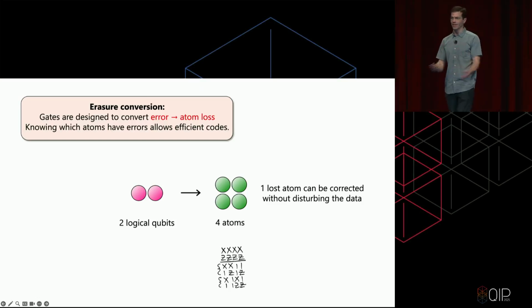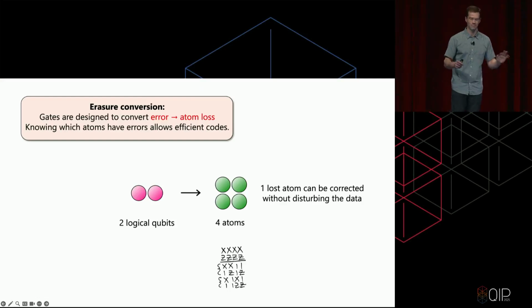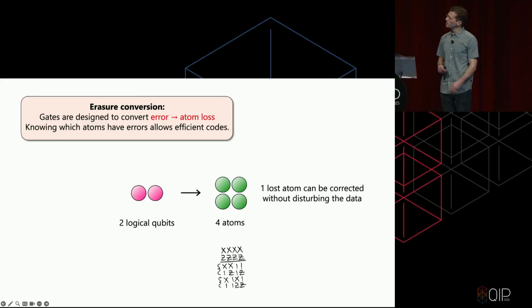And atom loss is a really nice error model, right? Because when an atom is lost, you know that it's lost, and it makes it a lot easier to correct that error. Roughly intuitively, a lost atom is like half of an error, or one error is like 2 losses, roughly. In particular, there's a really nice code, the 422 code, that encodes 2 logical qubits into 4 physical qubits.